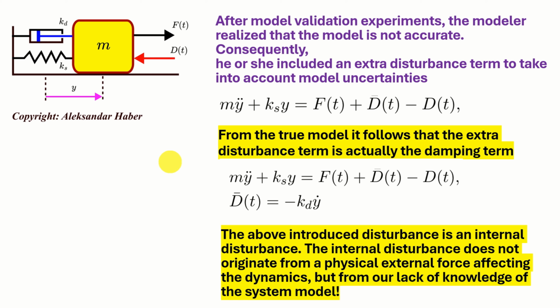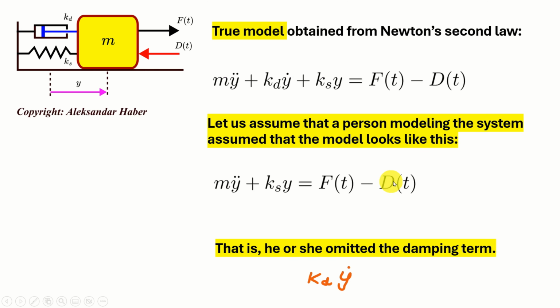Then, after model validation experiments, the modeler realized that the model is not accurate. Namely, every time you build a model, you want to make sure that this model represents the physical reality. And consequently, you will spend some time validating this particular model. That is, you will see how well this model represents reality. How is this done? Well, you're going to perturb the real system from its initial condition. That is, you're going to simply move the mass left or right, and you're going to let the mass oscillate. And then you're going to record output y.